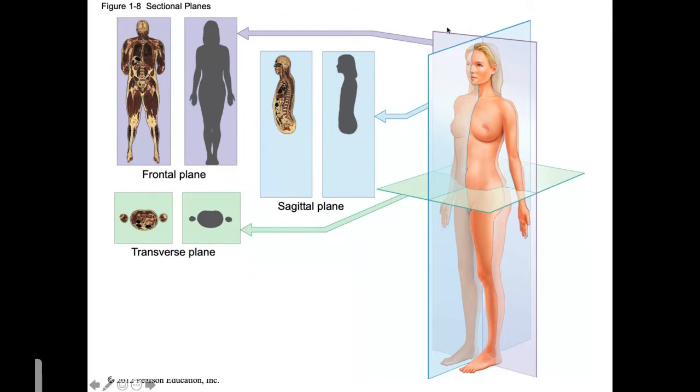When we cut the body across this way from left to right, separating the body into a front and back half this way, that gives us this view. They call it the frontal plane, also known as a coronal plane. And then we have the transverse plane when we cut the body in half, giving us a bird's eye view.